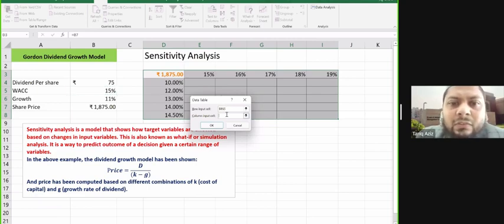Then it is asking for the reference of column input cell. It is asking that what is this? 10%, 12%, 13%, what is this? So let me specify to this software that these values are basically growth rate. So I will select this B6, which is the growth rate of dividend. So now the problem has been specified. So once I press OK, this table will be generated. All calculations will be performed and the table will be prepared.